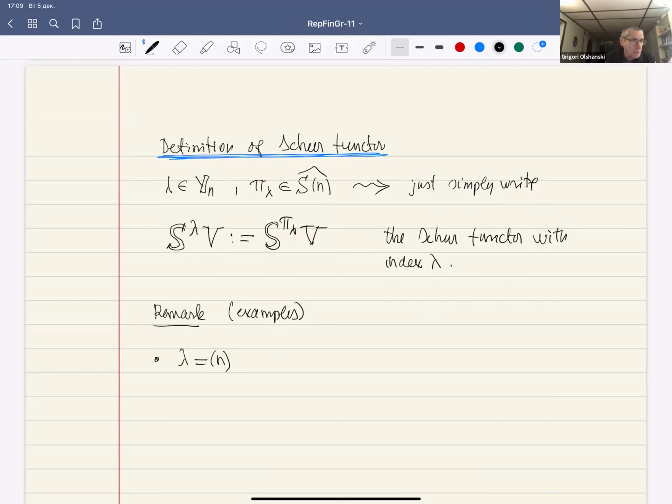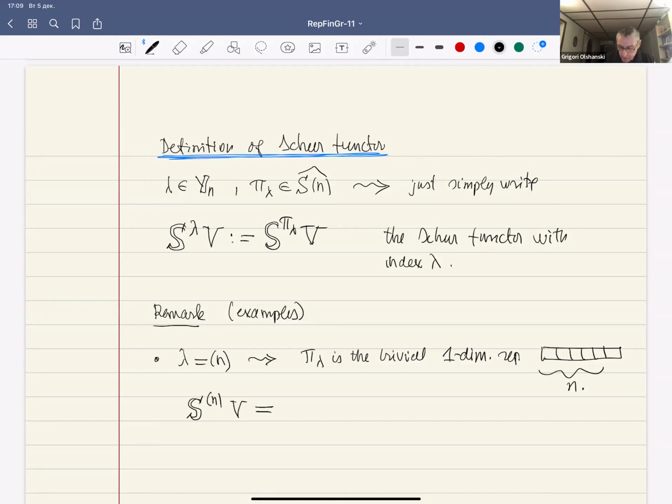One row diagram. Then pi is the trivial one-dimensional representation, which corresponds to such a diagram with n boxes. And what is this? Simply the symmetric power. This is easily seen from the very definition.